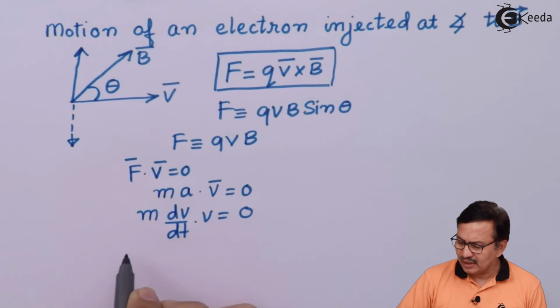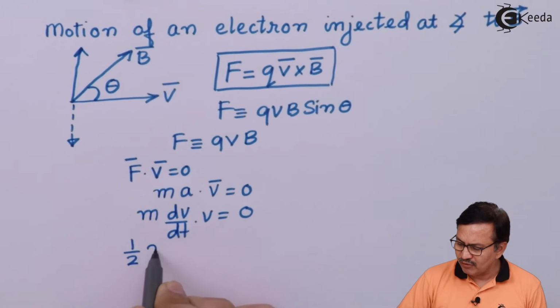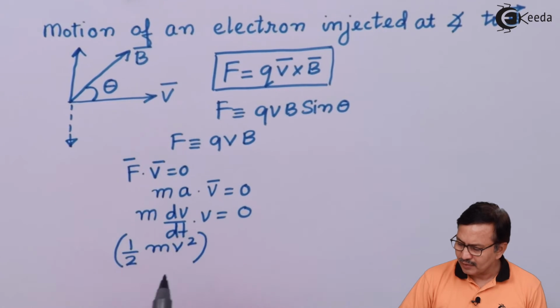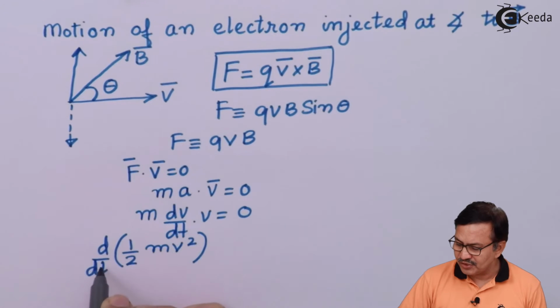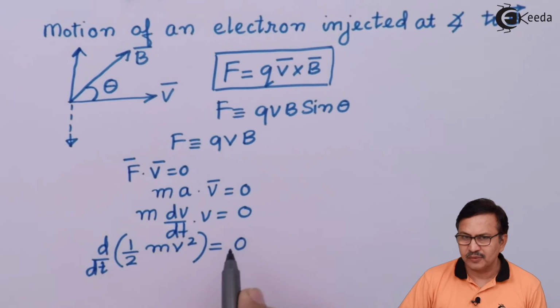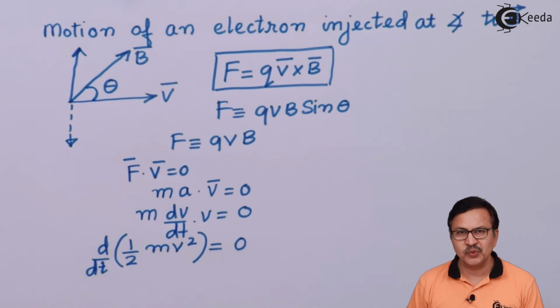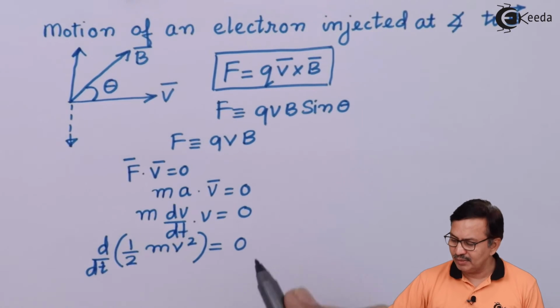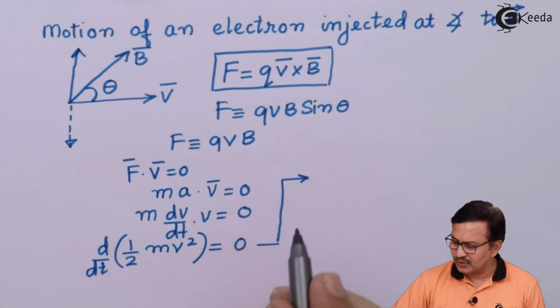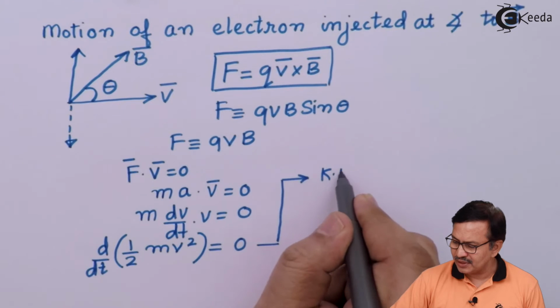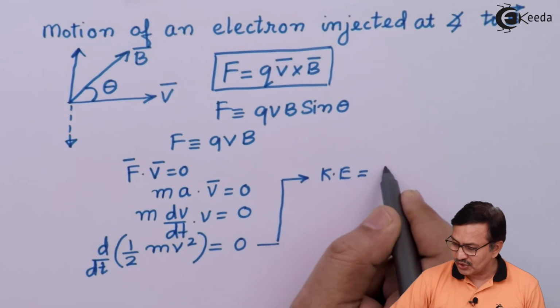This together can be put up as d by dt of half of m V square, which is equal to 0. But half of m V square, as we know, is nothing but the kinetic energy. So from here it follows that the kinetic energy is equal to a constant.